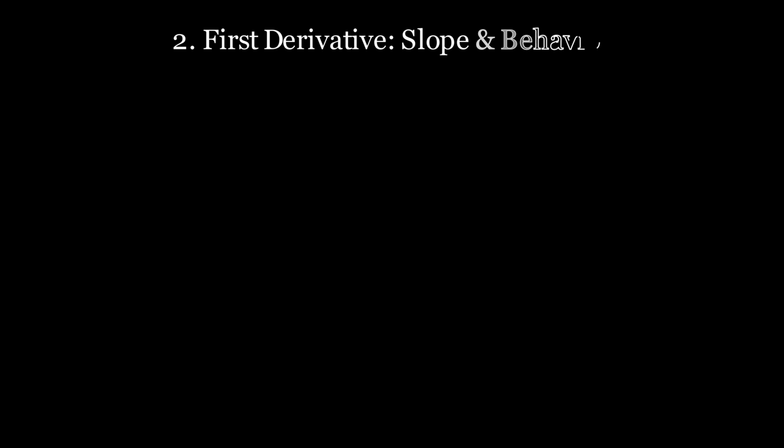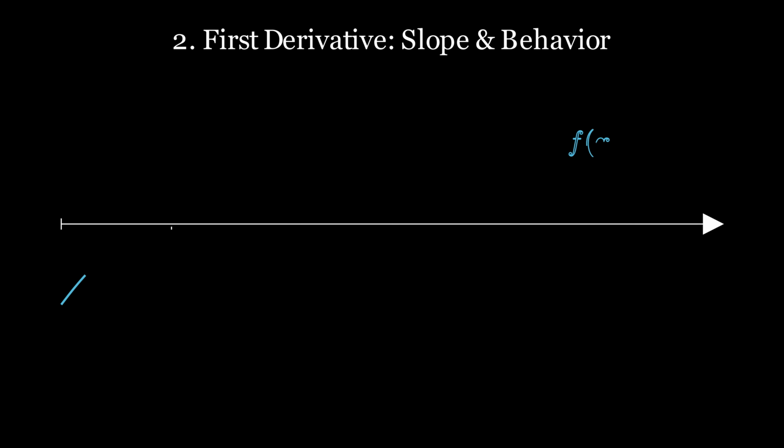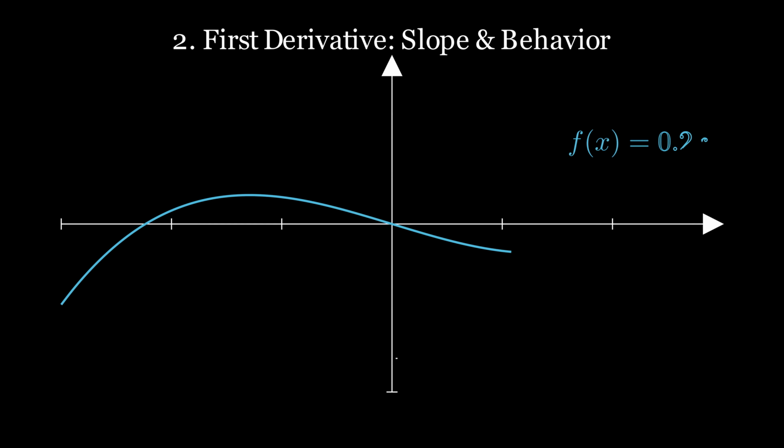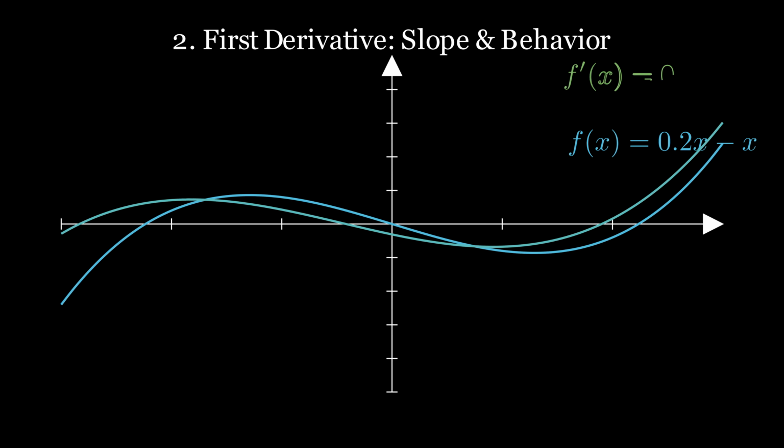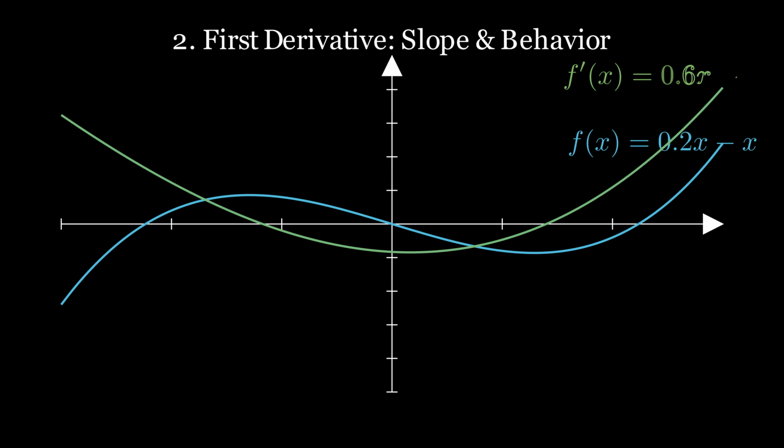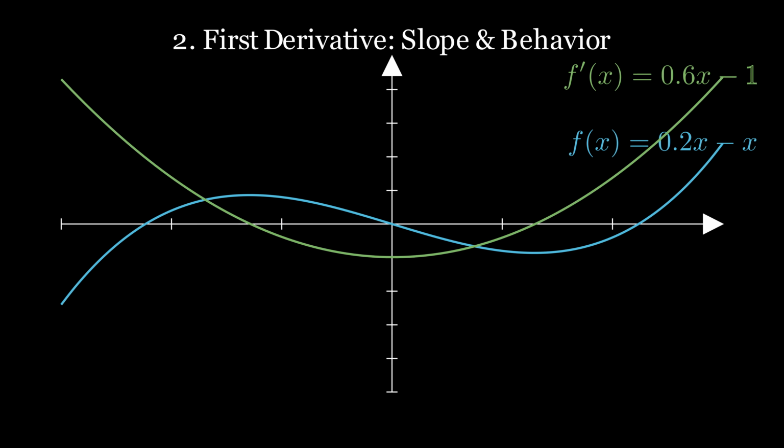Now let's explore the first derivative in more depth. The first derivative tells us about the slope and behavior of a function. Consider this cubic function. Its derivative is a quadratic function that tells us where the original function is increasing or decreasing. The derivative function shows positive values where the original function increases, and negative where it decreases.